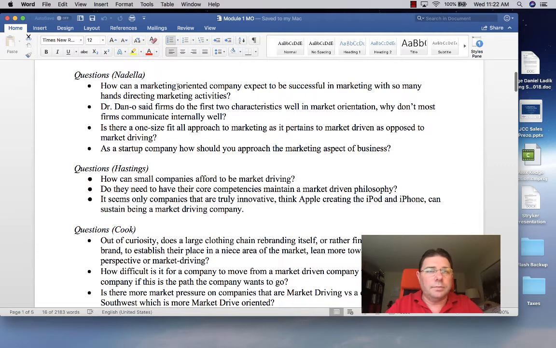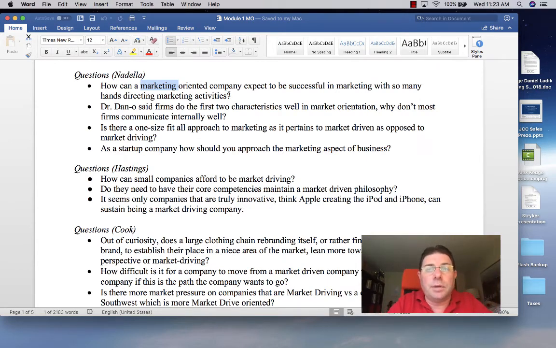Okay, Team Nadella. How can market, by the way, I'm not yelling at Team Nadella here. It's market orientation, not marketing. It's one of my main issues with the two articles that we're going to talk about in a couple minutes. Market, not marketing. This is not a marketing thing. This is strategy from the corporation, not the marketing department.